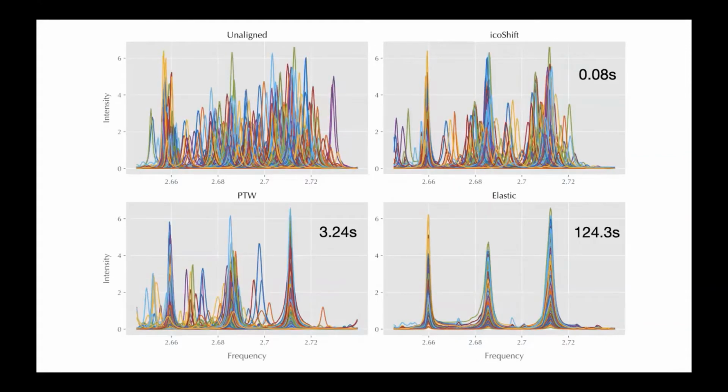So now we can fill in the gap and we can compare our three methods. And just out of interest, I've written the time it takes for each method to complete in seconds. So we can see that elastic registration is much, much slower than IcoShift and PTW. In fact, it's 1,500 times slower than IcoShift, but the payoff is we actually get correctly aligned spectra across the sample. A different way we can validate these results is by tracking the locations of peaks before and after registration.